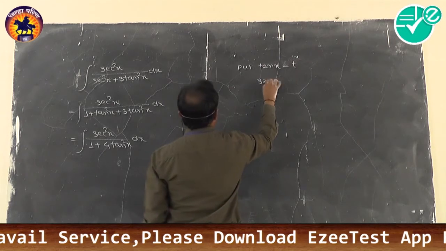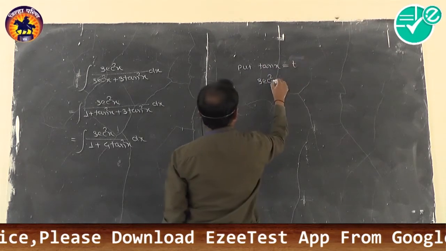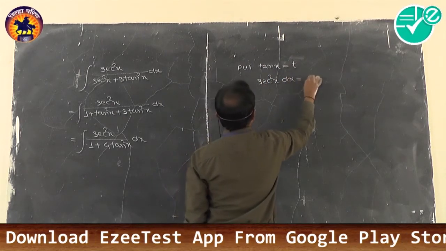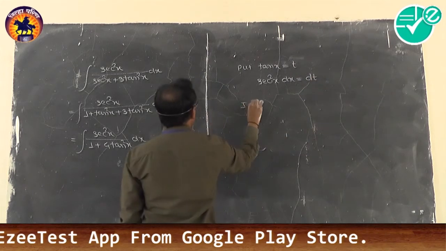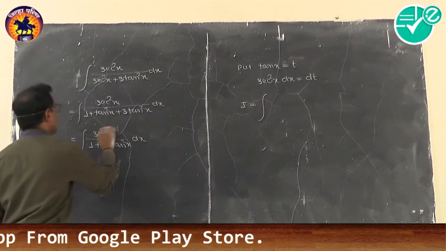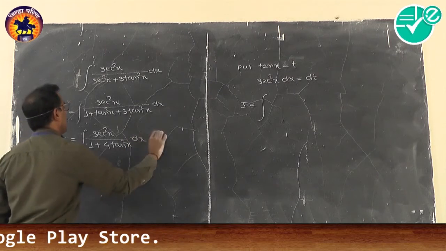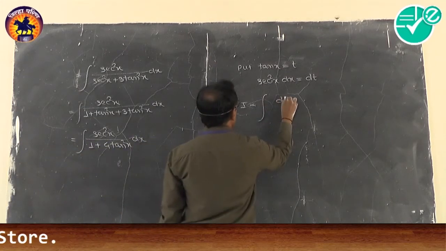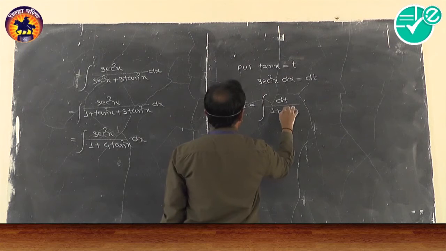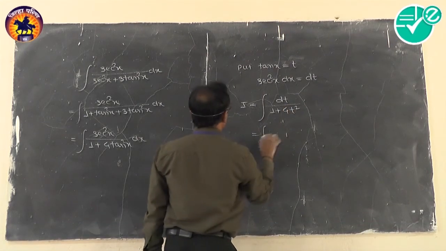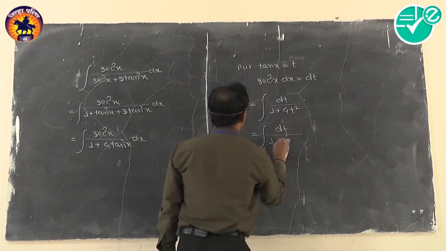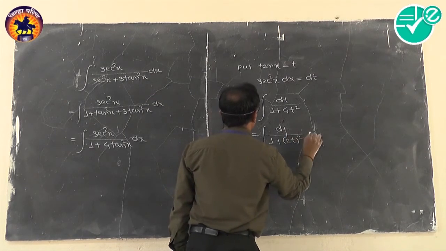What is the derivative of tan x? The derivative of tan x is sec square x dx, and it is equal to dt. Repeat this capital I now. What are sec square x and dx replaced by? They are replaced by dt here, upon 1 plus 4t square. Make a perfect square and get the answer in very few steps.